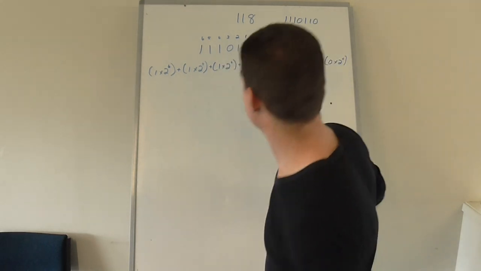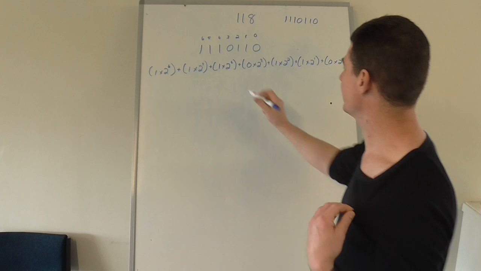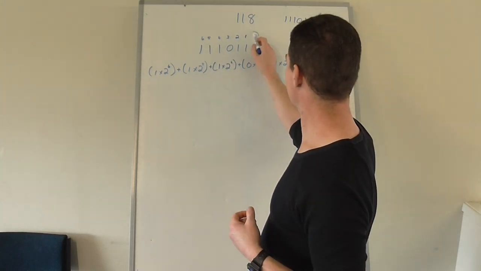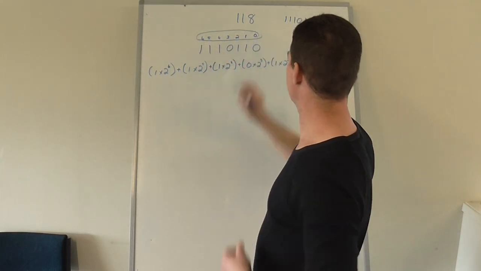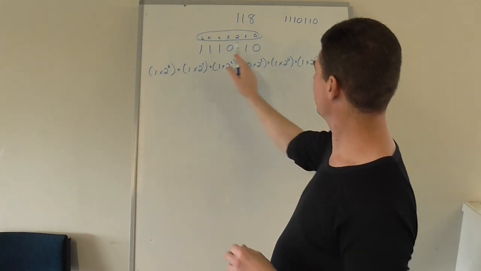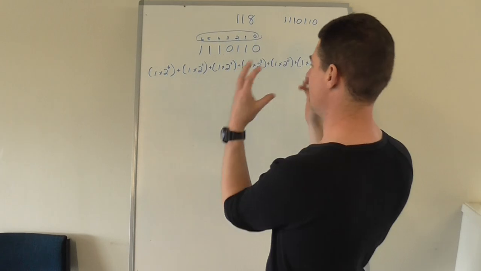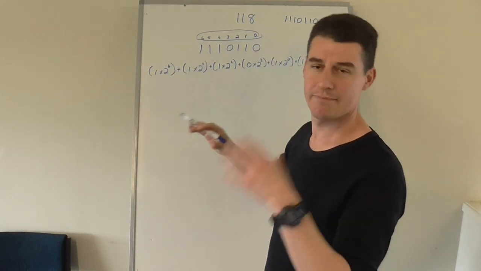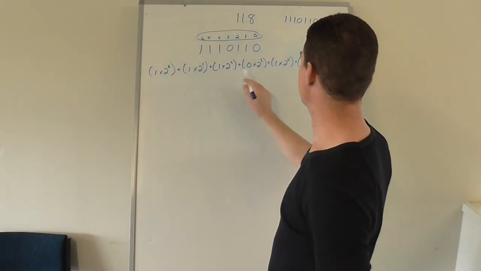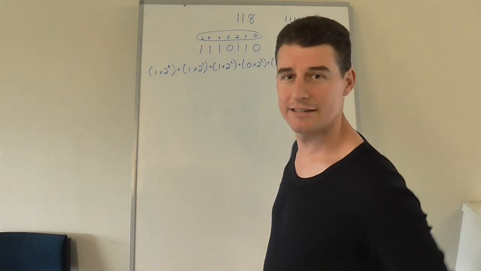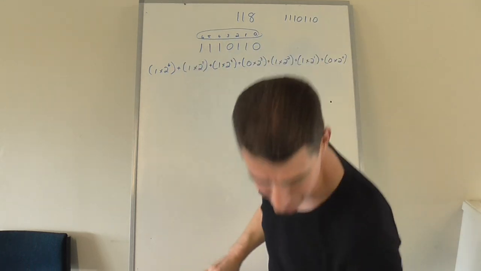So that's just what you do. You take the ones, like I say, mark them just a little bit over there, 0, 1, 2, 3, 4, 5, 6, and then you take 1 times 2 to the power of 6 in a bracket, plus 1 times 2 to the power of 5, with the power written a little bit up. All of that, you just add up and do it on your calculator.